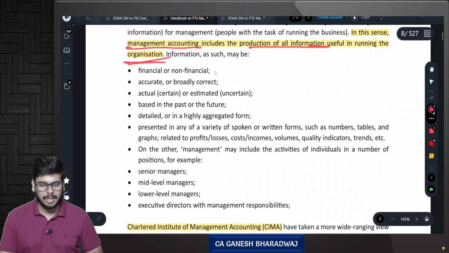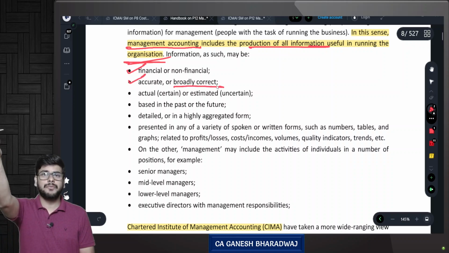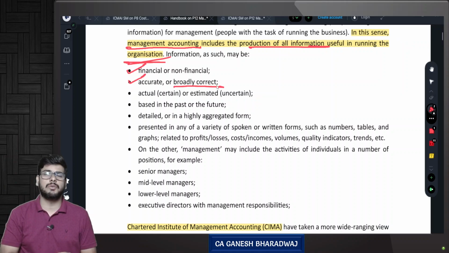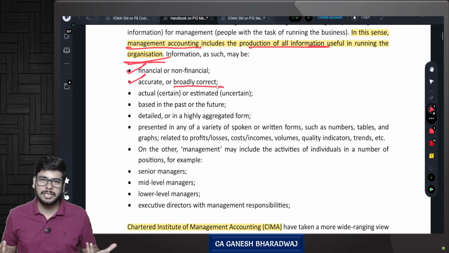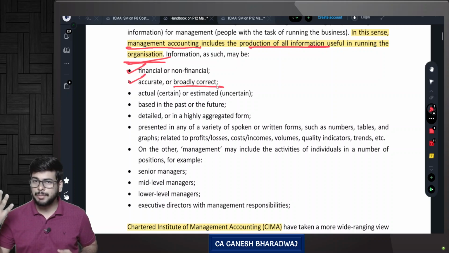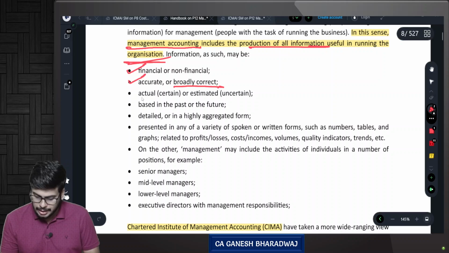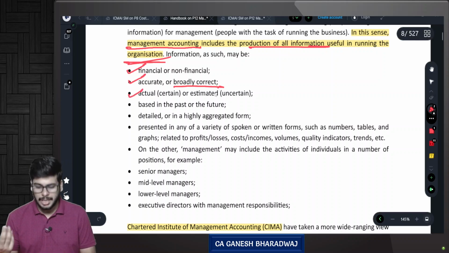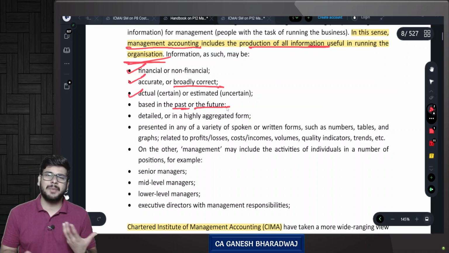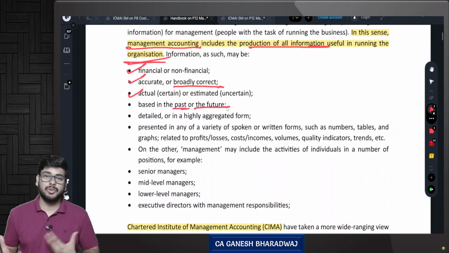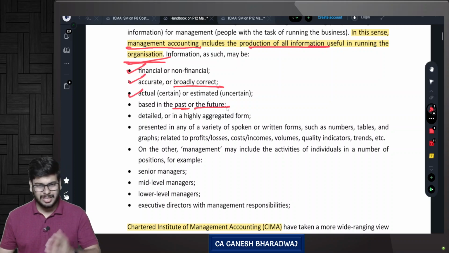If you see, the information provided can be financial or non-financial, it can be accurate or broadly correct. Why broadly correct? You're talking about futuristic data. You cannot say accurately that next month demand will be exactly 1000. I cannot say. It can be 990 or it can even be 1050. I don't know. Broadly correct. It's a calculated guess. Correct? Then it can be actual or estimated, based on past or future. So they have given all these things about the nature of information used in management accounting. Are you clear with this? So they have just mentioned here.